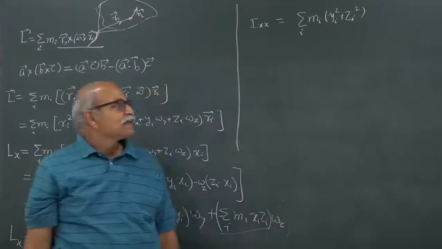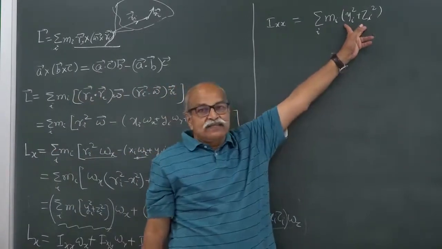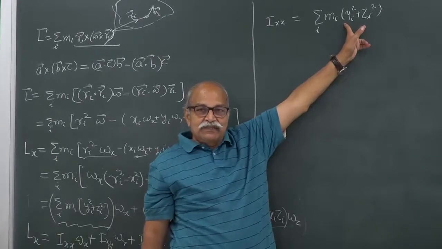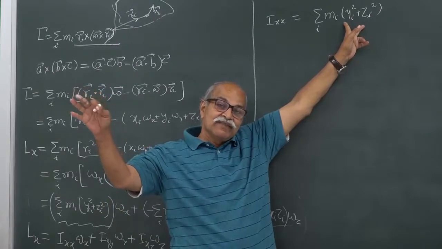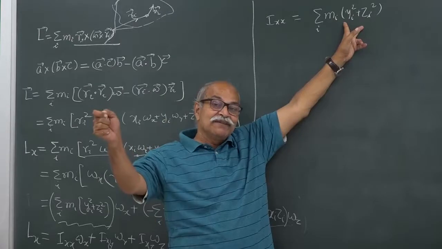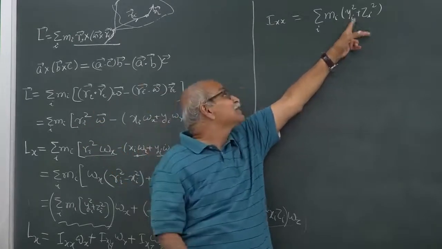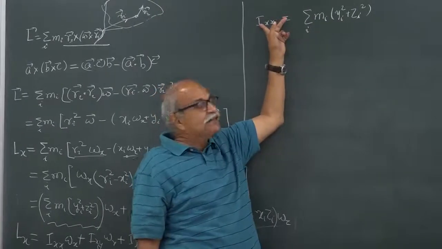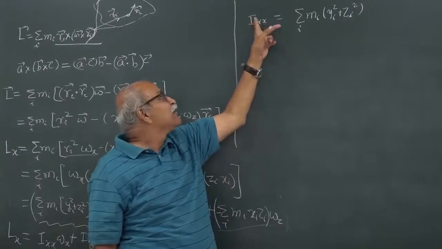And what is this quantity? This is essentially perpendicular distance square from the x axis. So, if you take the usual moment of inertia of class 11 about the x axis, you will take mass of the particle into distance from the x axis square. So, that is this part. So, this is essentially your commonly known moment of inertia about a line, about the x axis.